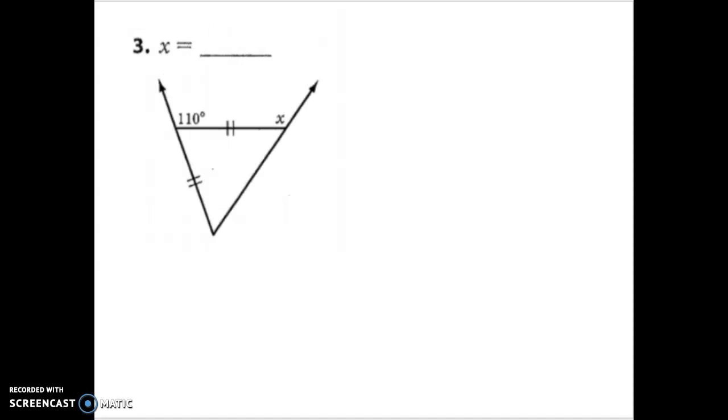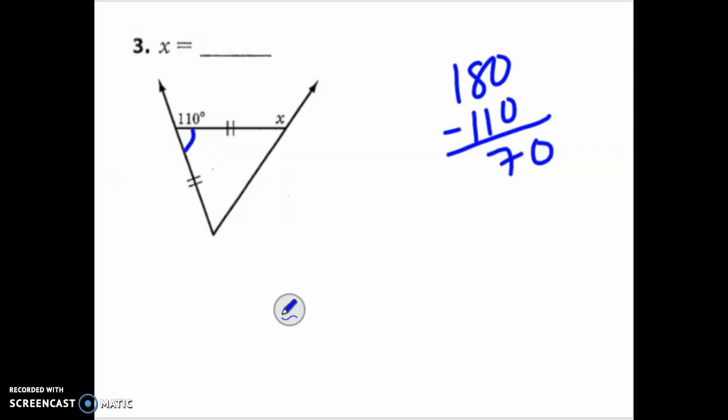Number 3 here. Pause the video if you want to try and solve for x on your own. I see a linear pair with 110 and this vertex angle here. Linear pair means they add up to 180, so I'm left with 70 degrees for my vertex angle.